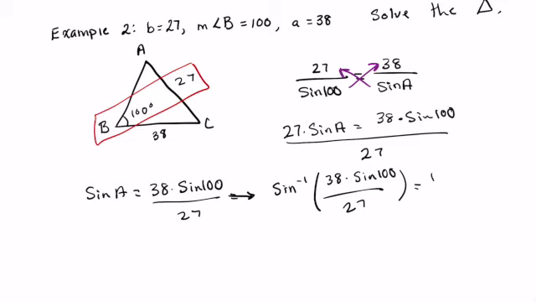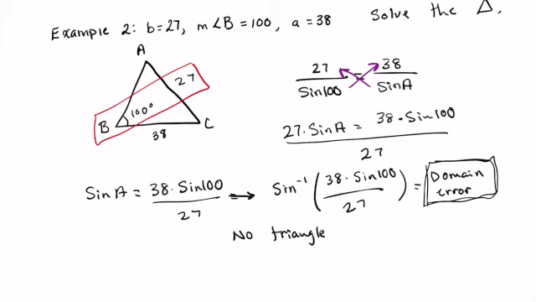You're going to get what's called a domain error. Or maybe your calculator just says error, or it tells you something is wrong. Well, when you get this, that means that no triangles exist. And here's the reason for that.